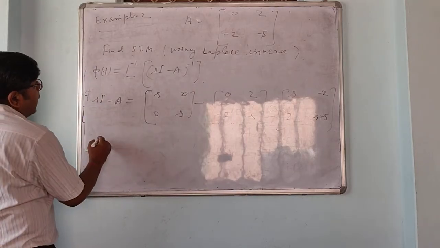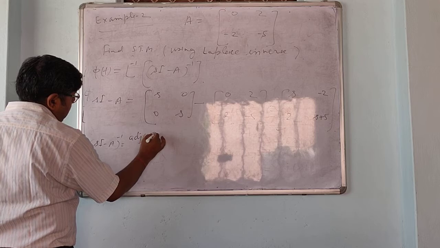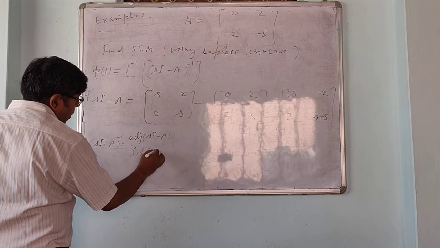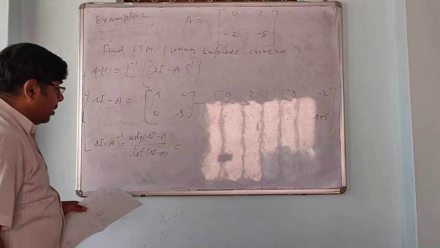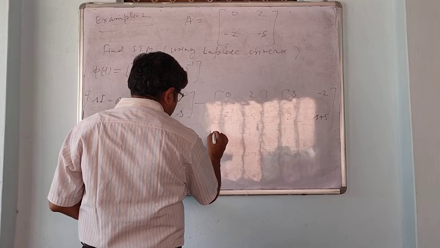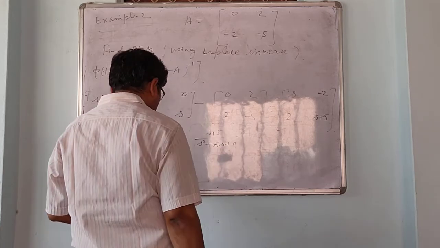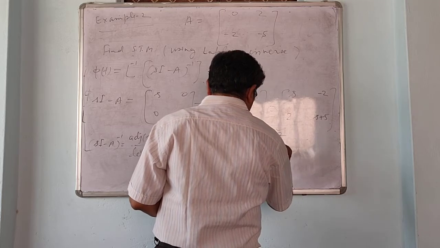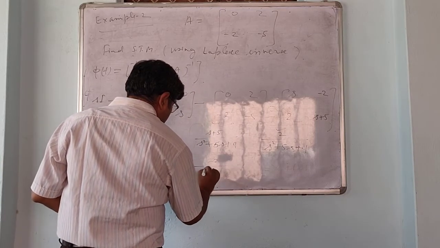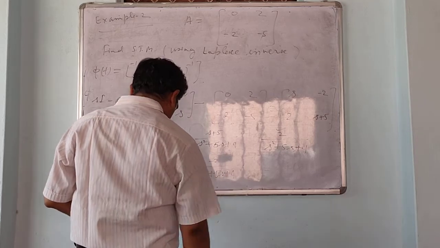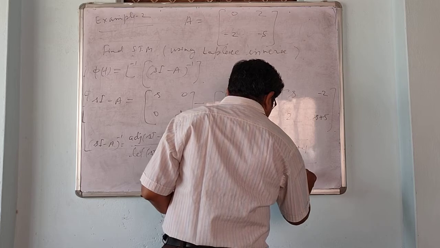So this is the matrix, then find its inverse. Method is simple. First, 1 upon determinant, and after this I am directly writing the inverse. Then solve and check, s square plus 5s plus 4. This is 2 upon s square plus 5s plus 4. This is minus 2 upon s square plus 5s plus 4, and this is s upon s square plus 5s plus 4.